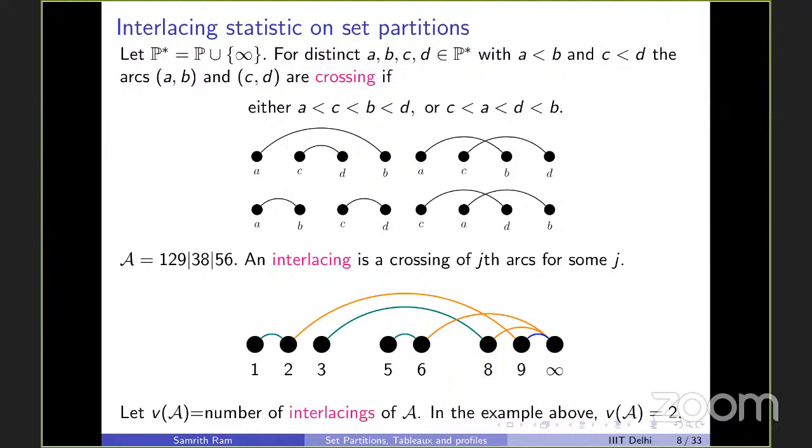What is the edge from 9 to infinity? What does that mean? The edge from 9 to infinity is indicated there. That is the third arc in the first block. To all of the blocks, you adjoin the point infinity at the end and you draw an extra arc starting from the largest element of that block. Okay, thanks.